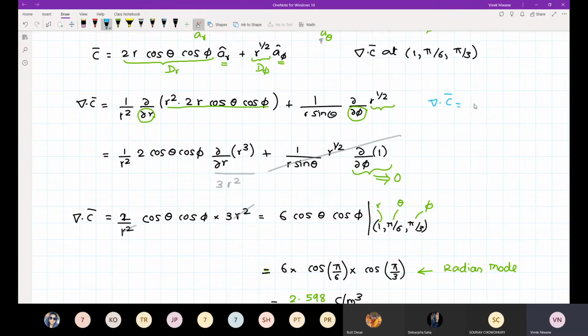Del dot c bar is equal to 1 upon r square dabba by dabba r of r square into 2 cos theta cos phi upon r, plus 1 upon r sin theta dabba by dabba phi of r raised to half.